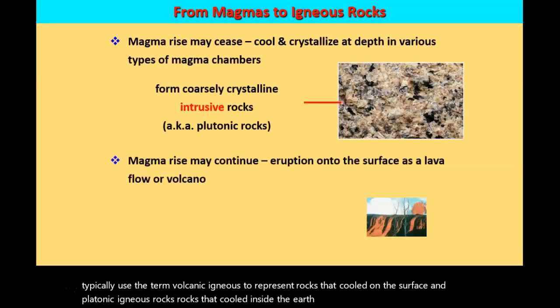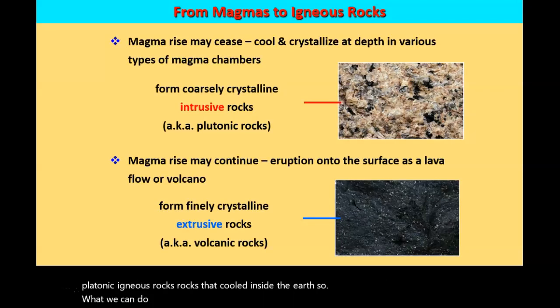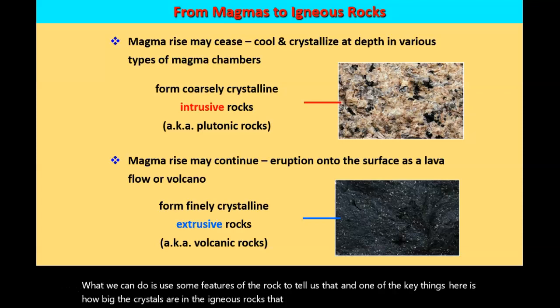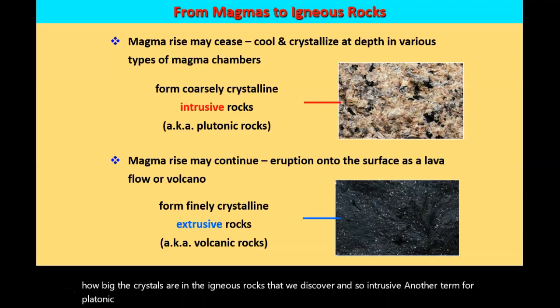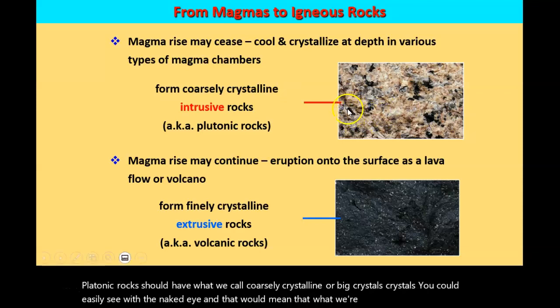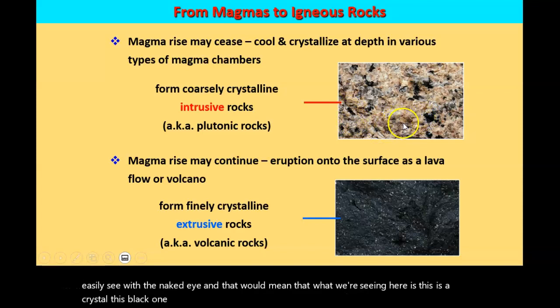So what we can do is use some features of the rock to tell us that. One of the key things here is how big the crystals are in the igneous rocks that we discover. Intrusive, another term for plutonic rocks, should have what we call coarsely crystalline, or big crystals. Crystals you could easily see with the naked eye. Here, this is a crystal, this black one, another one, there are some peach colored ones, some whitish ones, some gray. These are all different crystals.